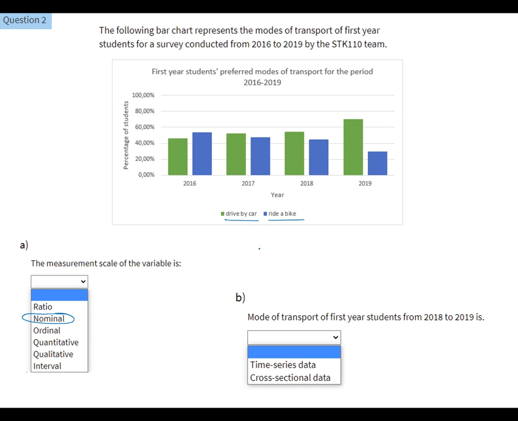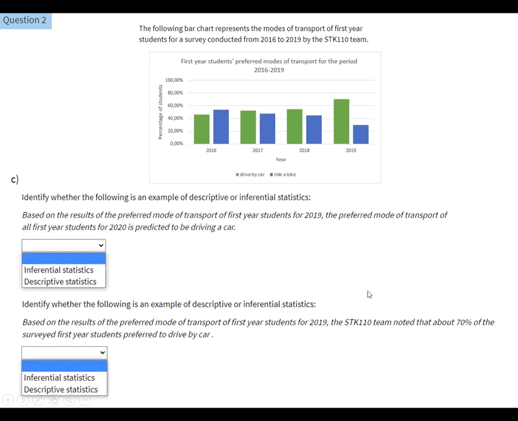It's just two categories. Our mode of transport for first year students is from 2016 to 2019, so this is across different time periods that we've done this. It's not just at one point in time, so that makes it time series data. If we only looked at, for instance, 2019, that would have been cross-sectional data.